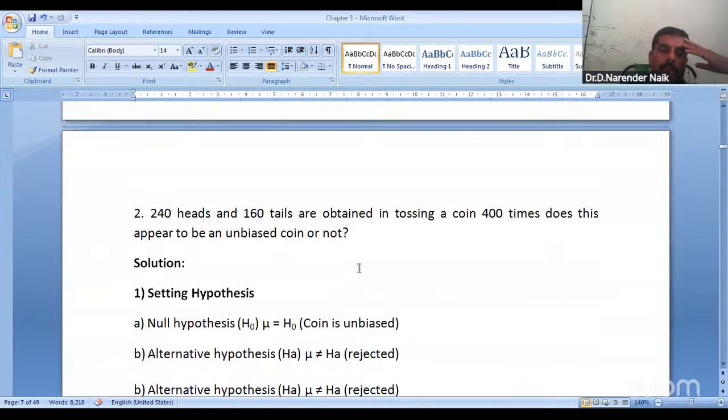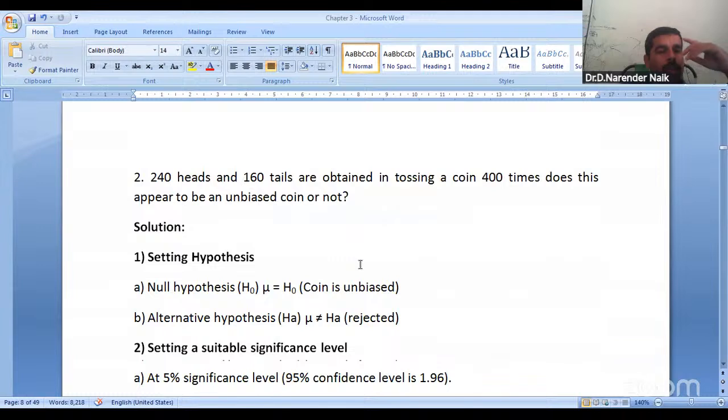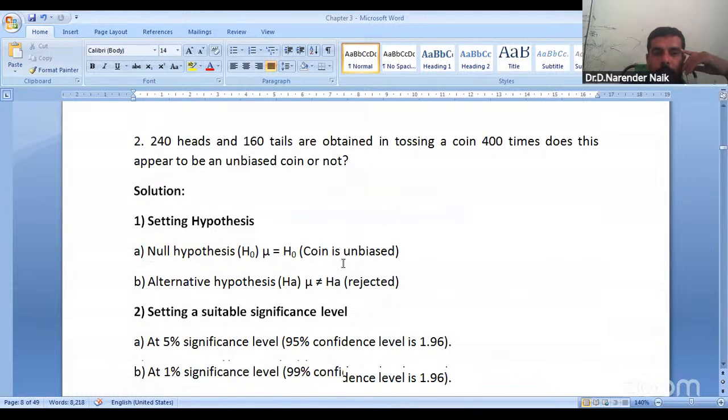Then one more problem. 240 heads and 160 tails are obtained in tossing a coin 400 times. Does this appear to be an unbiased coin or not?